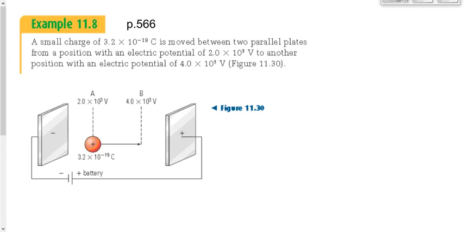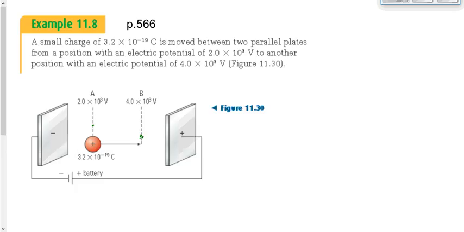Let's try this example on page 566. There's a small charge of 3.2 times 10 to the minus 19 coulombs. Maybe it's an alpha particle, maybe it's just some object that has that much charge because it has 2 fewer electrons than protons. Whatever. It's moving between 2 parallel plates. Oh, wait, not a potential difference. It says the electric potential is 2,000, and then the electric potential is 4,000. It doesn't even ask a question, though, does it?